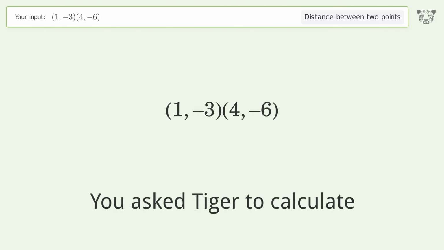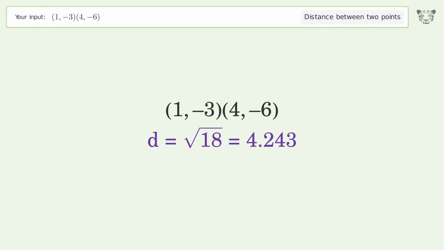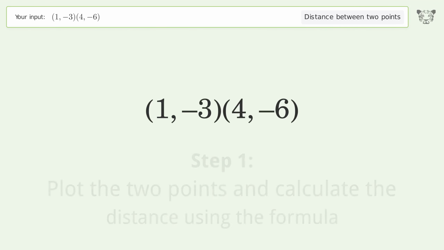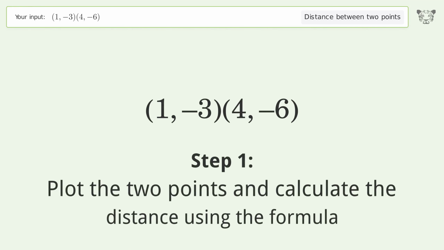You ask Tiger to calculate the distance between 2 points. The distance between the 2 points is the square root of 18, or 4.243. Let's solve it step by step. Plot the 2 points and calculate the distance using the formula.